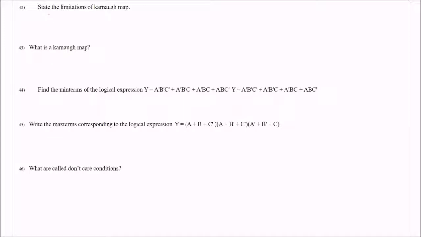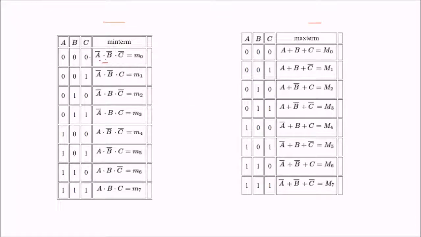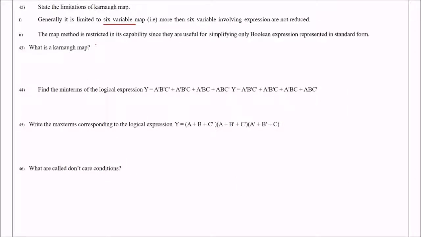First is, state the limitations of Karnaugh map. What is the limitation of Karnaugh map? First, generally it is limited to 6 variable map. As you see, these are three variables. You can have it up to 6 variables: A, B, C, D, E, F, and more than 6 variable involving expressions are not reduced. The second is the map method is restricted in its capability since they are useful for simplifying any Boolean expression represented in the standard form only. These are the limitations of Karnaugh map.